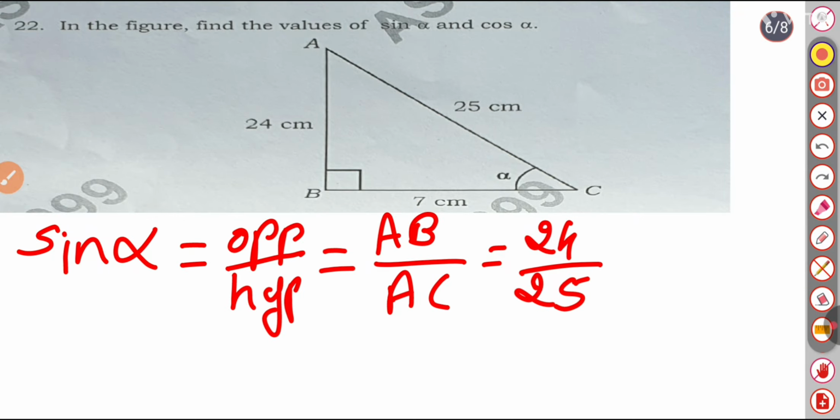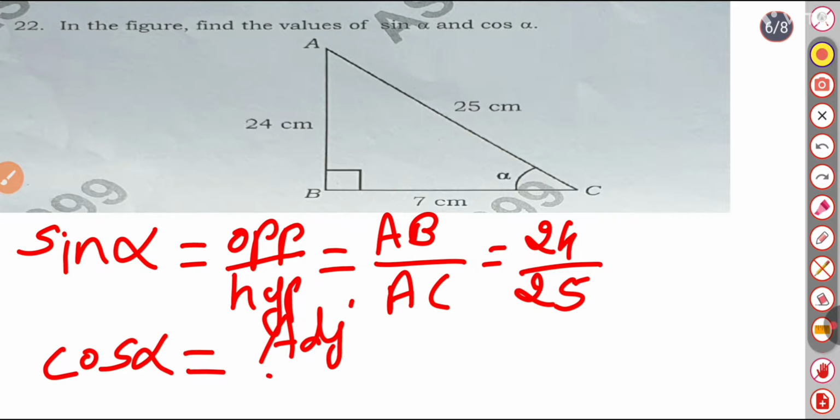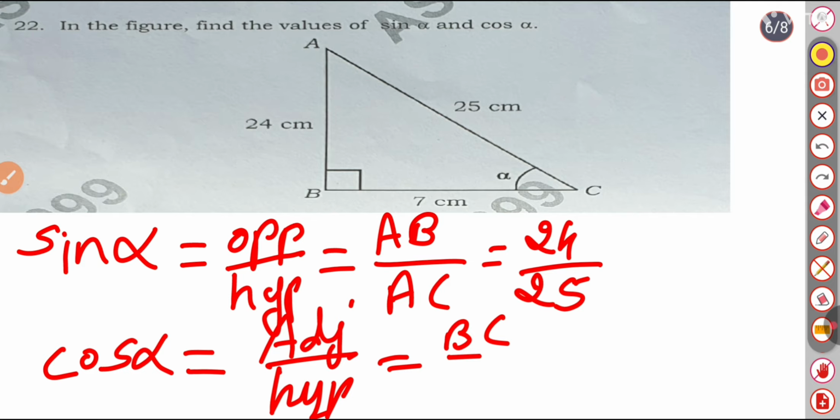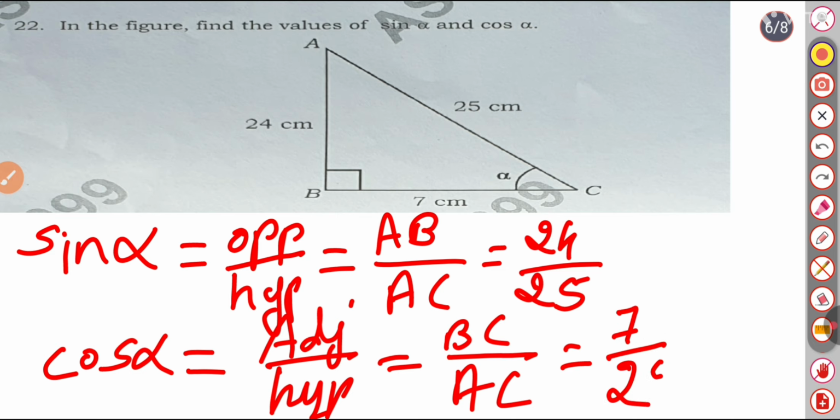Next they are asking for cos alpha. The cos alpha formula is adjacent by hypotenuse. So what is adjacent? For alpha, adjacent is BC and hypotenuse is again AC. BC is 7 and AC is 25. So 7 by 25 is cos alpha.